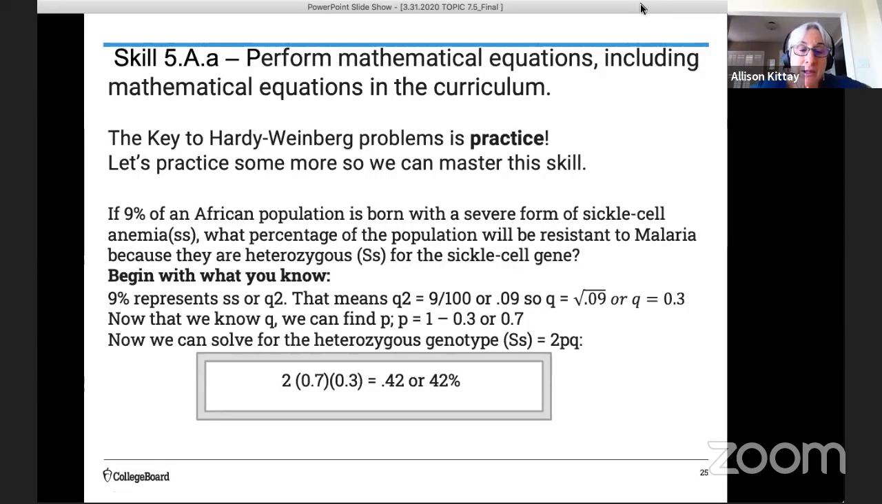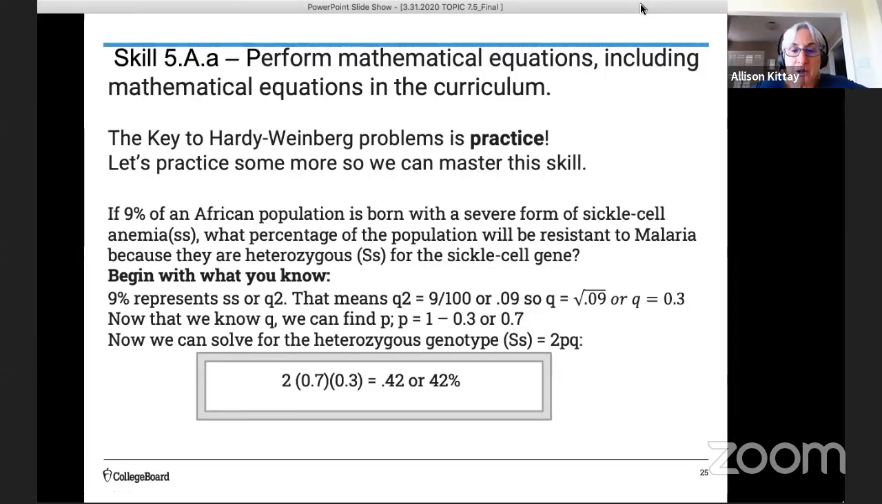So in solving a Hardy-Weinberg problem, you know that 9% represents q squared. It means that q squared is 9 out of 100 because it's percent, or 0.09. So q is the square root of 0.09, or q is equal to 0.3. Once you know q, you can solve for p. Again, you probably don't need your calculators. p is 1 minus q, or 0.7.